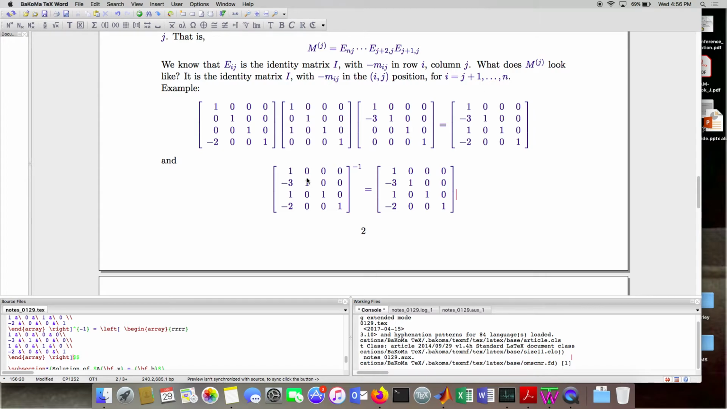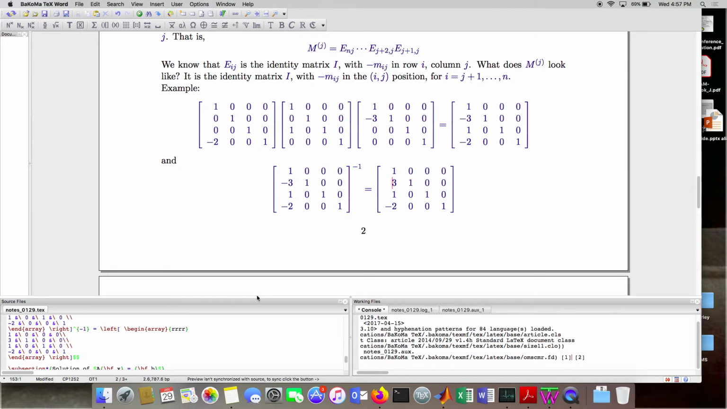Now, I just mentioned that the inverse of a unit lower triangular matrix is unit lower triangular. So we know that much, but also the effect on this matrix is very simple. All it does, here are the negated multipliers. When we take the inverse, all it does is flip the sign of those multipliers.